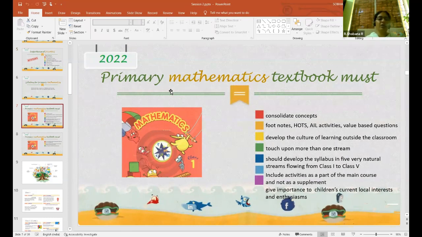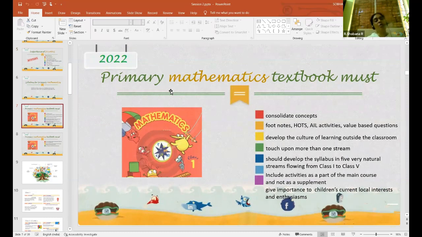Some children are very good in art. Some children are very good in math lab activities. Some children are very good in doing sums mentally. Some children are very good in visualizing the problems. So the textbook must give scope for children of different capabilities to understand the syllabus and grow. And the textbook must develop the culture of learning outside the classroom.